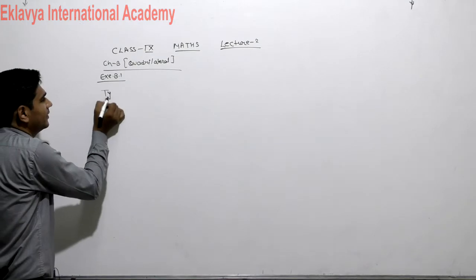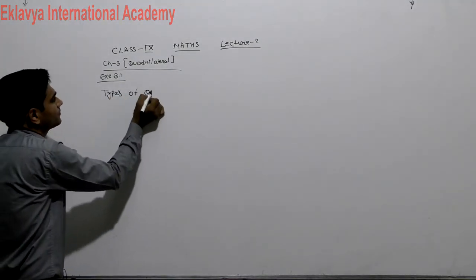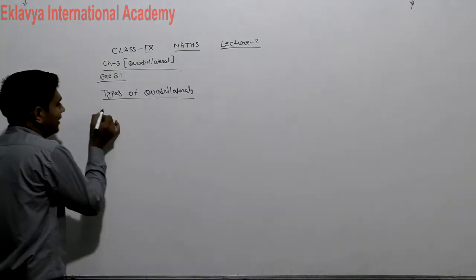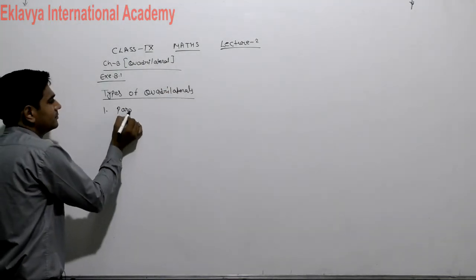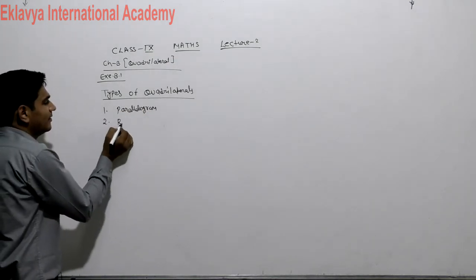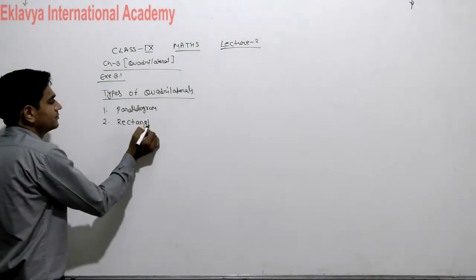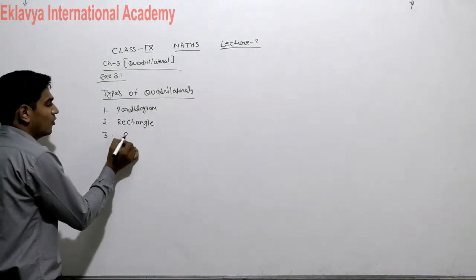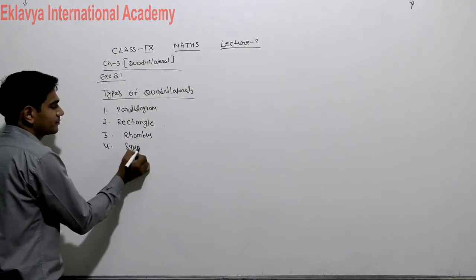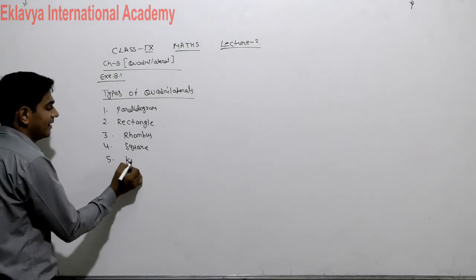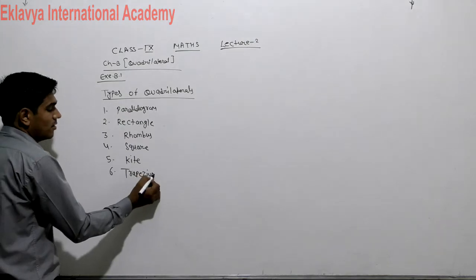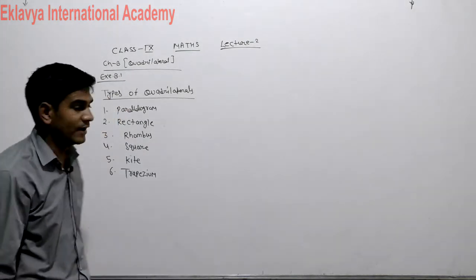So firstly we will discuss types of quadrilaterals. How many types of quadrilateral? First is the parallelogram, second is rectangle, third one is the rhombus, fourth one is the square, fifth one is the kite, and sixth is the trapezium. These are the 6 types of the quadrilateral.